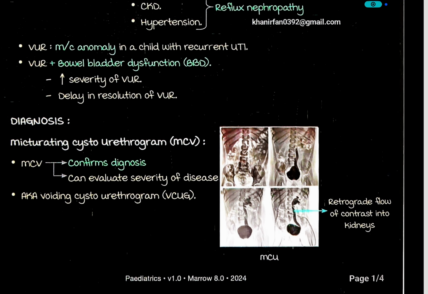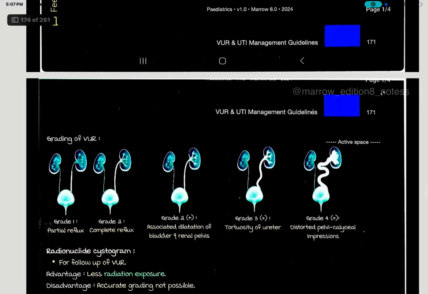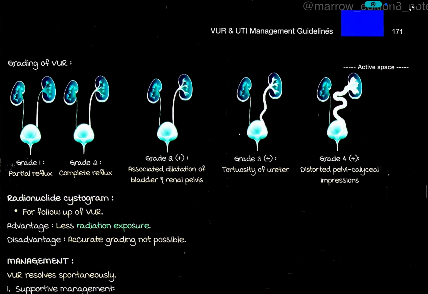Diagnostic: micturating cystourethrogram, also known as voiding cystourethrogram. It confirms the diagnosis and can evaluate the severity of disease. There is a retrograde flow of contrast into the kidneys in micturating cystourethrogram.